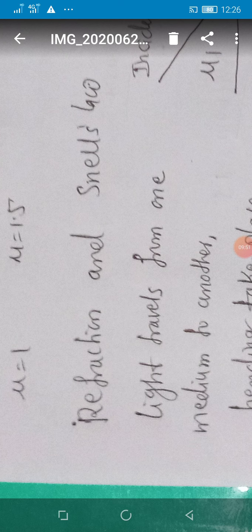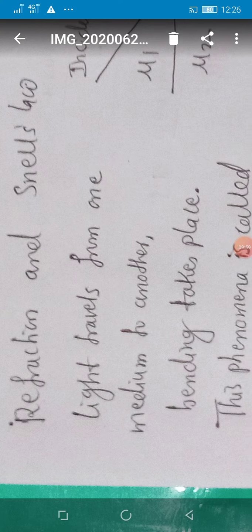So whenever light travels from one medium to another, Snell, one of the greatest physicists, has given a law related to that. And what is that law, student? See, here I have shown an example. Light is traveling from a medium of refractive index mu1 to a medium of refractive index mu2. I have drawn a normal. I is the angle of incidence, R is the angle of refraction.